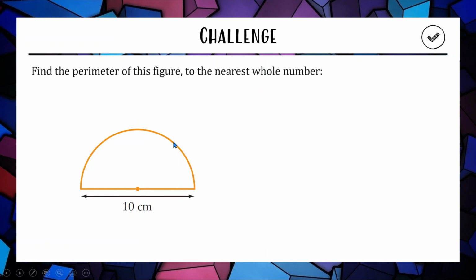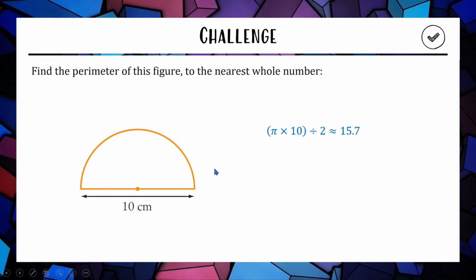Okay, so normally if this was an entire circle, the distance around the outside would be 10 times pi. If we want just the top half, we just need to divide it by 2 or multiply it by a half. So first thing we're going to do is pi times diameter. That would get us the circumference. We're going to divide it by 2, so we just get the top half of the circle. So pi times 10 divided by 2 works out to be around 15.7. So there's your half circumference.